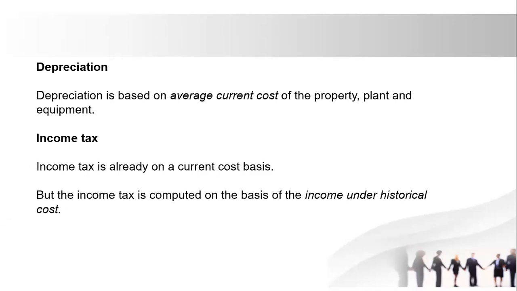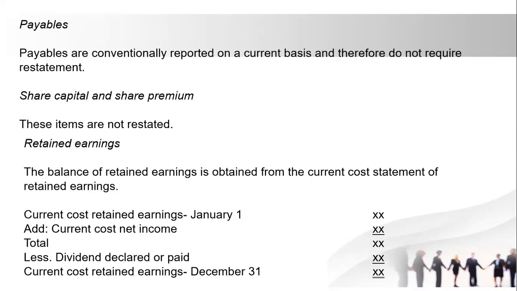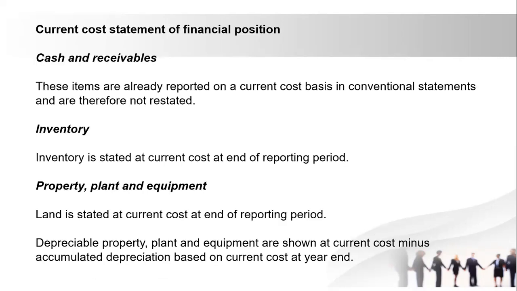Depreciation is based on average current cost of the property, plant, and equipment. Income tax is already on a current cost basis, but the income tax is computed on the basis of the income under historical cost. So we have now the current cost statement of financial position.